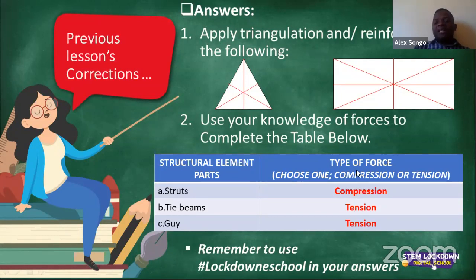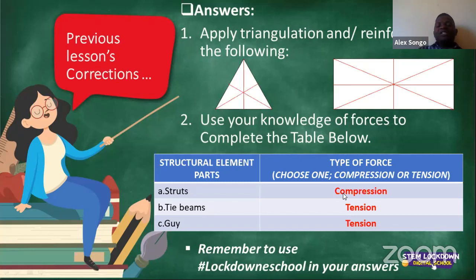Let me revise the first example. We said compression is when you are pushing something in a direction that is coming in the same direction. We then said tension force is when you are pulling in different directions. What does it mean? It means someone is pulling to the right or to the left, or you're pulling up and down, but therefore there is tension. So when we talk about struts, ladies and gentlemen, the force that is applied by struts is compression force. What does it mean?